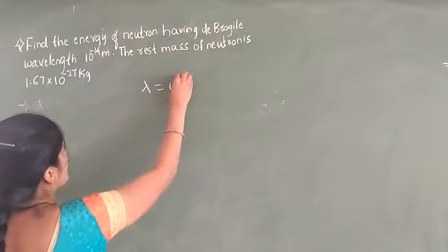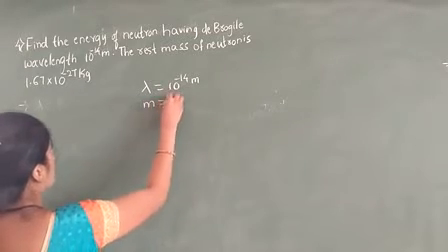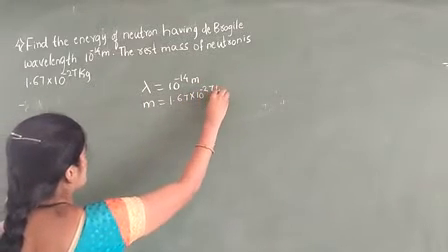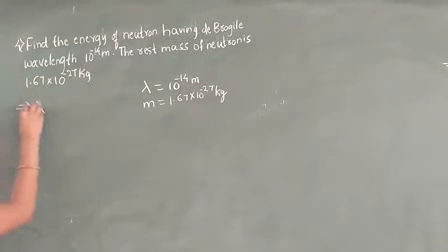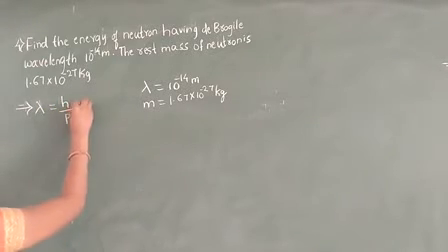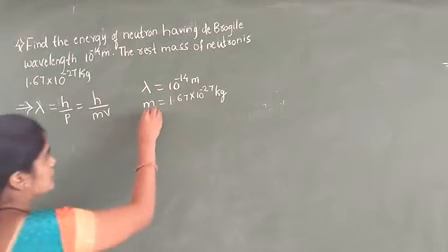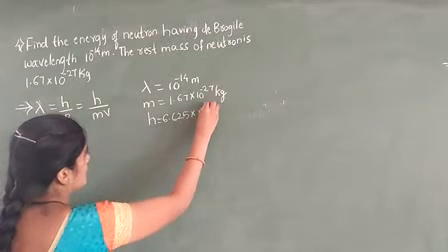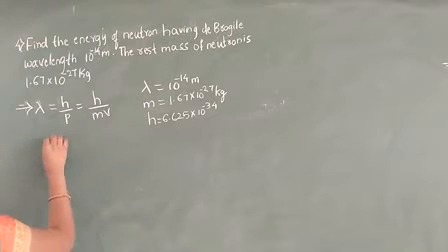Lambda is equal to 10 raised to minus 14 meter. And the rest mass of the neutron m is equal to 1.67 into 10 raised to minus 27 kg. Now we know the formula lambda is equal to h by p, where p is the momentum. The formula for the momentum p is equal to m into v. Now h is equal to 6.625 into 10 raised to minus 34. Now the calculation part, put all the values.